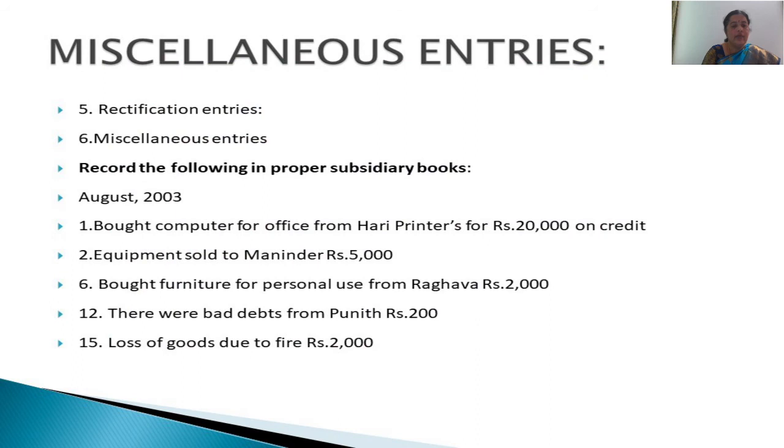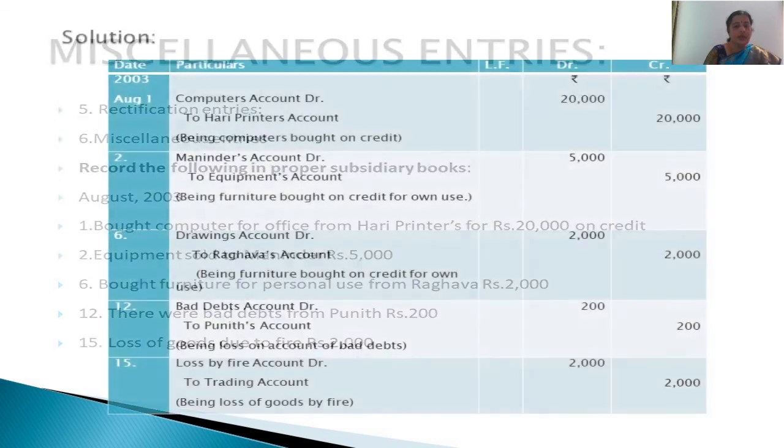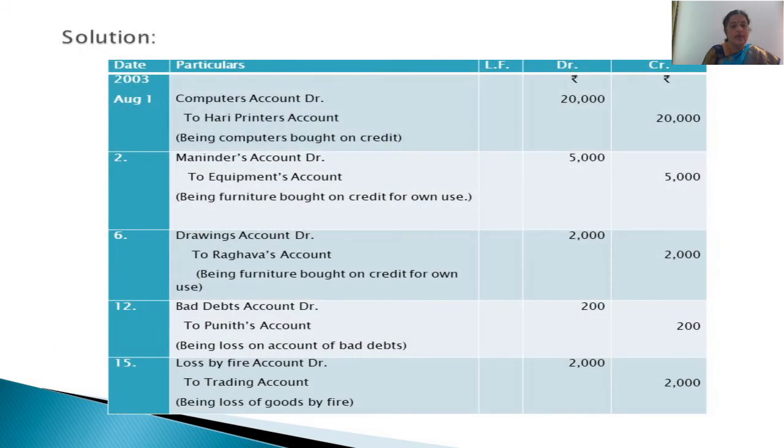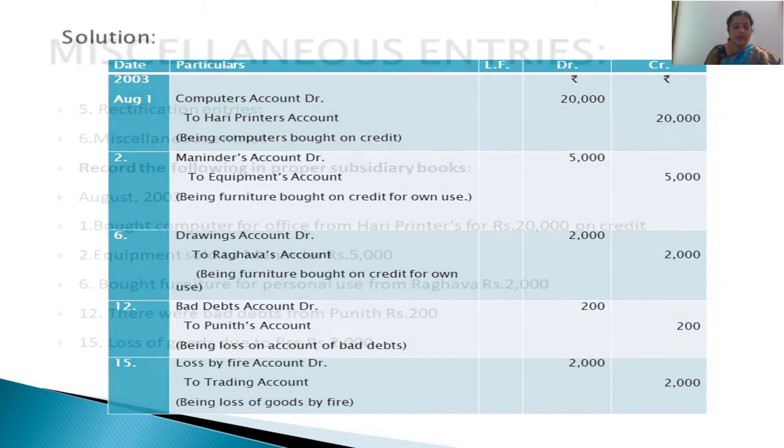Then bought furniture for personal use from Raghava, rupees 2,000. That means it is for personal use, and personal use means drawings account. So drawings account, and who sold it to us is Raghava, which means it is on credit, but not for office use, but for personal use.